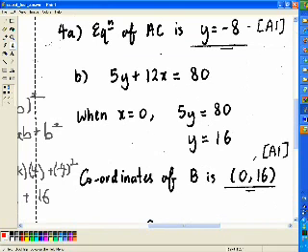For B, since it cuts the y-axis, we know that x is equal to 0. That's why it becomes 5y plus 12 multiplied by 0 equals to 80. And we all know that anything multiplied by 0 will give you 0. That's why it becomes 5y equals to 80, and therefore y equals to 16. Since we know x is equal to 0, that's why the coordinate is 0, 16.